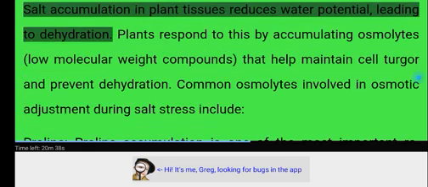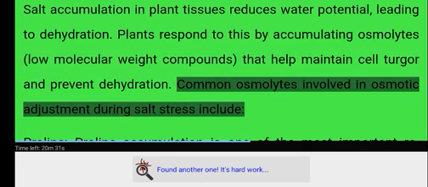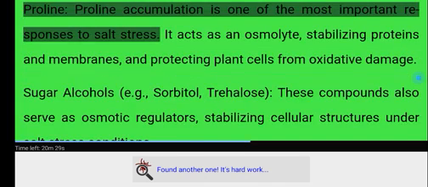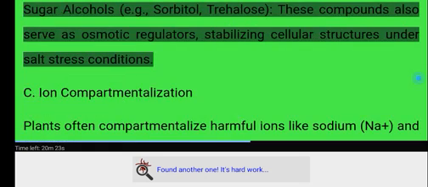B. Osmotic adjustment. Salt accumulation in plant tissues reduces water potential, leading to dehydration. Plants respond to this by accumulating osmolytes, low molecular weight compounds that help maintain cell turgor and prevent dehydration. Common osmolytes involved in osmotic adjustment during salt stress include proline. Proline accumulation is one of the most important responses to salt stress. It acts as an osmolyte, stabilizing proteins and membranes and protecting plant cells from oxidative damage.